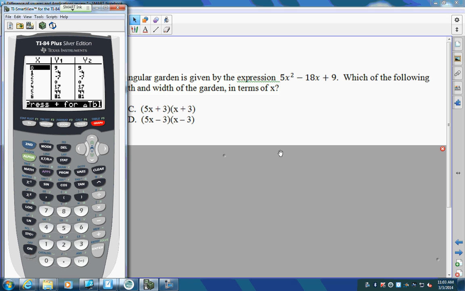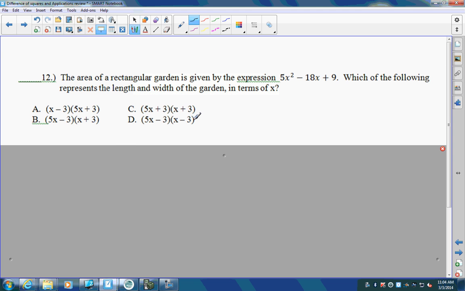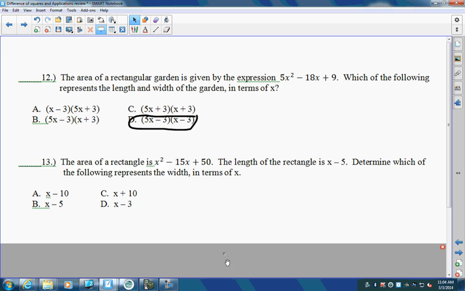See, now one thing you could see is that you've got to have minuses in there because, look, this middle term is a minus. So that's one way you can look and see. All right, so I know that D is my answer. All right, try this one that is exactly like this. Well, it's not exactly like it.